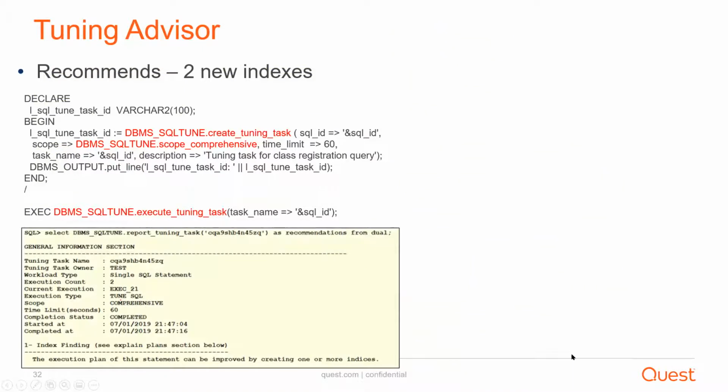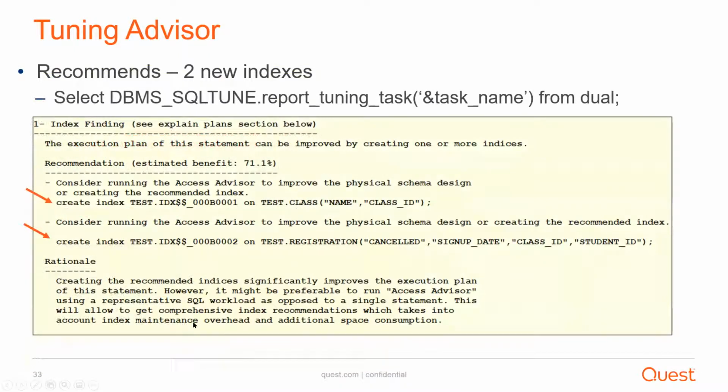So what does the tuning advisor recommend? I thought it'd be kind of fun to try the tuning advisor and see what advice it gave. So basically I declared a task, created a task, and then reported on the task. And it came up and said it wanted me to add two indexes. As you can see here, it says consider adding one on class with class name and class ID. And the other one was added on registration: canceled, sign up date, class ID, and student.